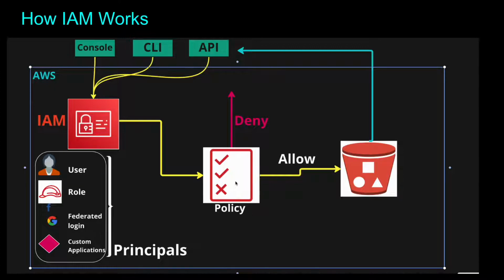Let's say the policy says that John has access to S3, so it sends a success response back to John. Otherwise, if he doesn't have permission to access the S3 bucket, it gives a 403, which is an unauthorized response to John. So this is how IAM works at a high level.